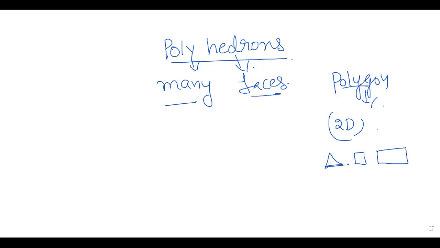These are called polygons. A polygon is a closed plane figure made of some sides. Right, children? Closed figures made of 3 or more line segments are called polygons. They are 2D figures. And what are polyhedrons? These are 3D figures. Already I have explained 2D and 3D, 3-dimensional figures.